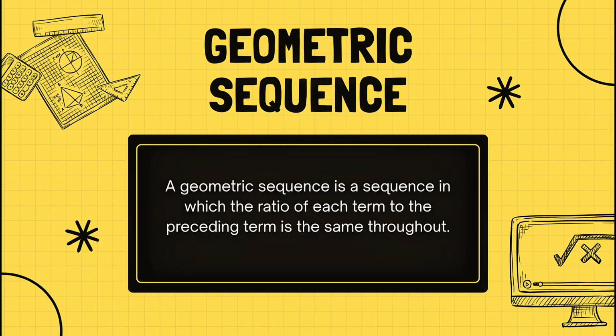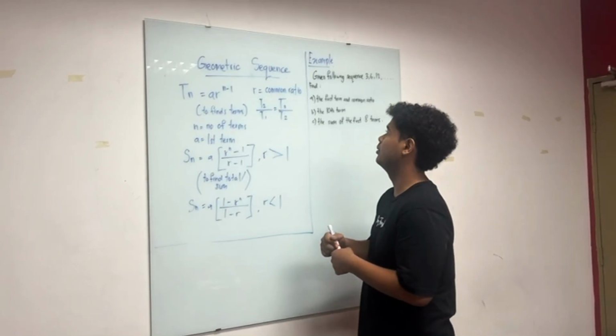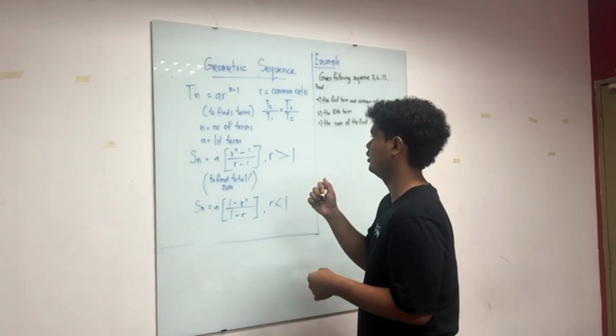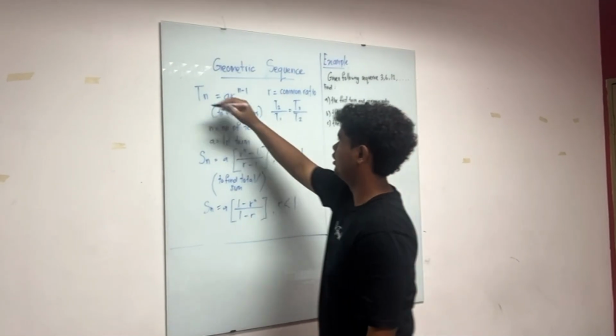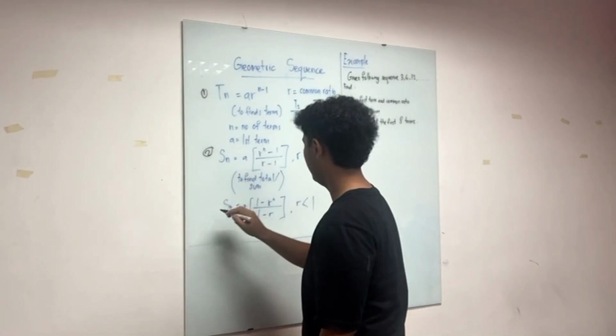So I will be explaining about the geometric sequence. What is a geometric sequence? A geometric sequence is a sequence in which the ratio of each term to the preceding term is the same throughout. So today I'm going to present and explain about geometric sequence. Basically there are 3 formulas: 1, 2, and 3.